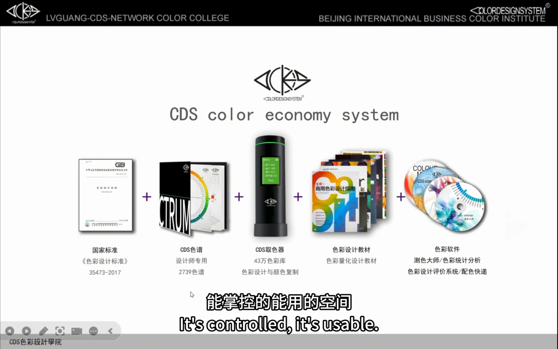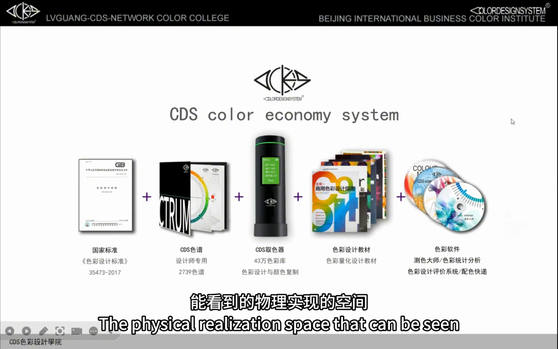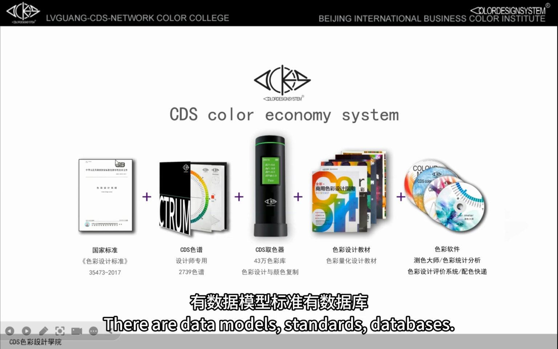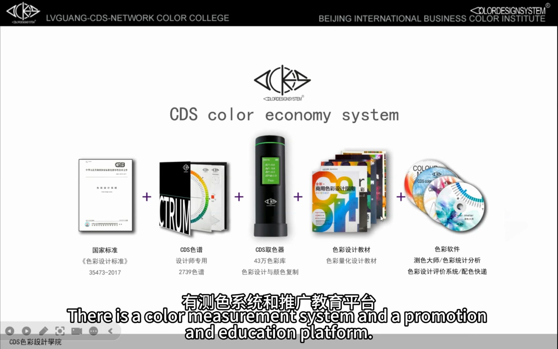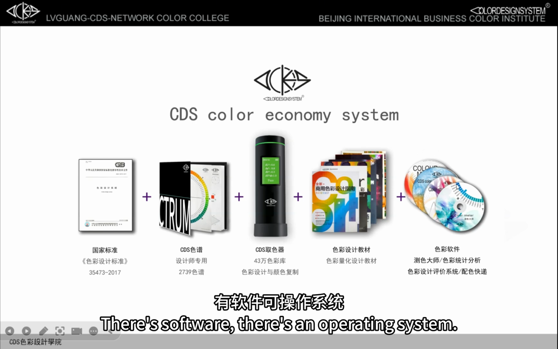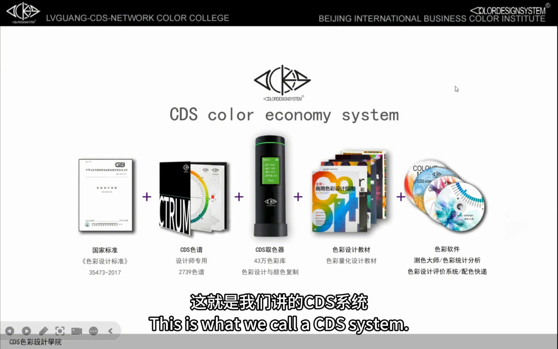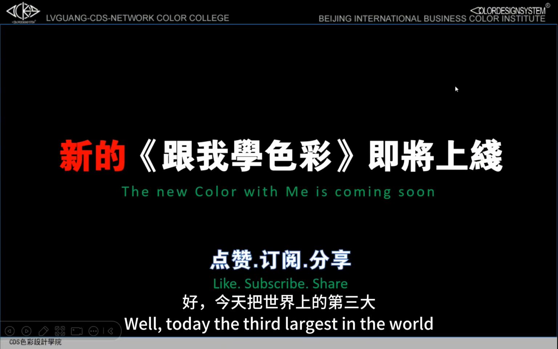It's controlled, it's usable. The physical realization space that can be seen. There are data models, standards, databases. There is a color measurement system and a promotion and education platform. There's software, there's an operating system. This is what we call a CDS system. Well, today the third largest in the world.